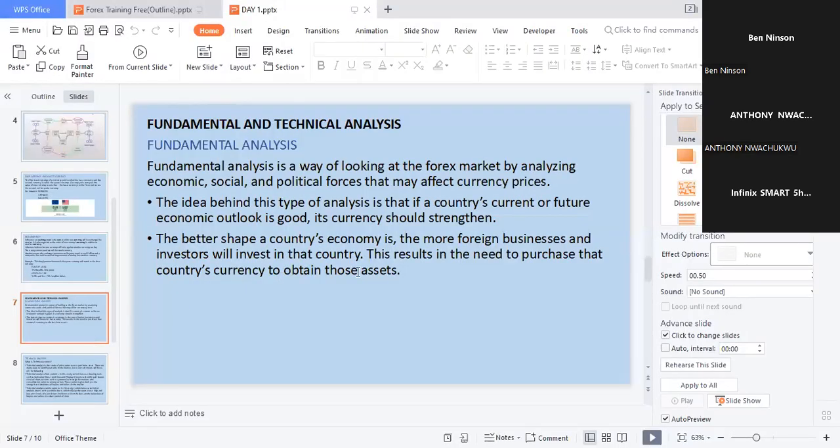Coming to my screen, I would like to talk about analysis. There are 3 types of analysis: fundamental analysis, technical analysis, and sentimental analysis. A fundamental analysis is a way of looking at the forex market by analyzing economic, social, and political forces that may affect currency prices. Now, let me explain this quickly. Maybe this will be very clear.